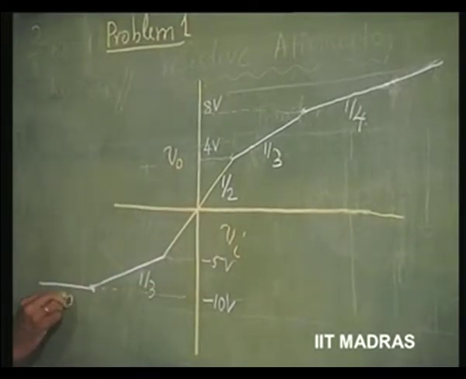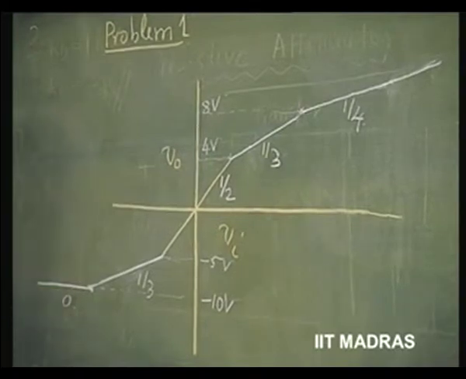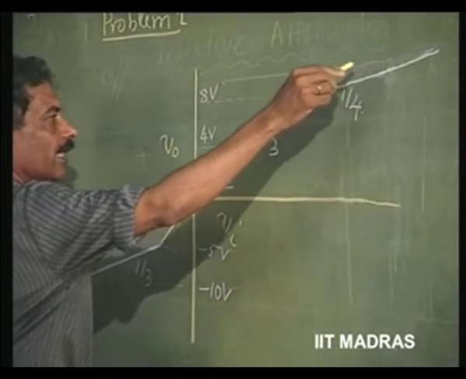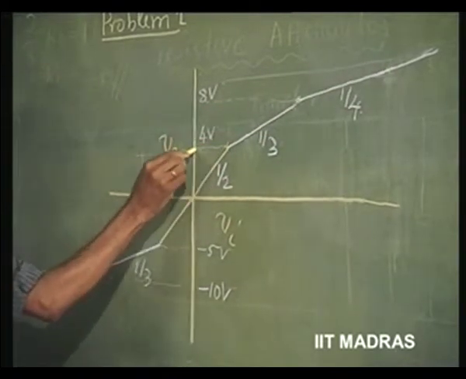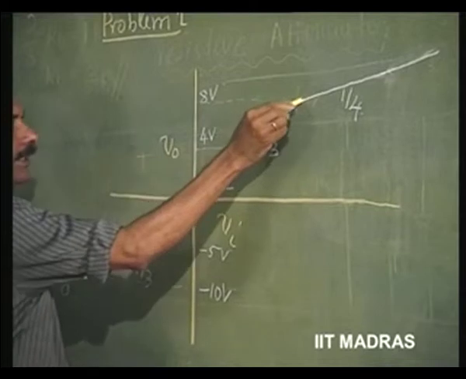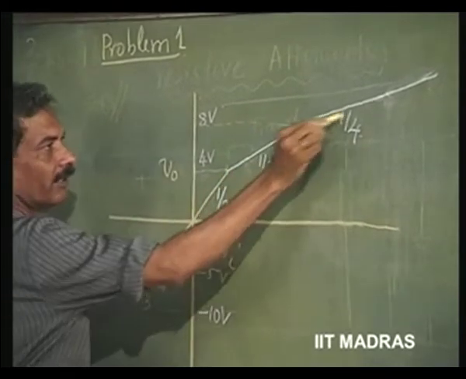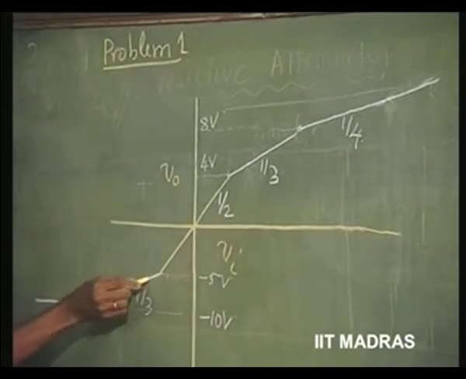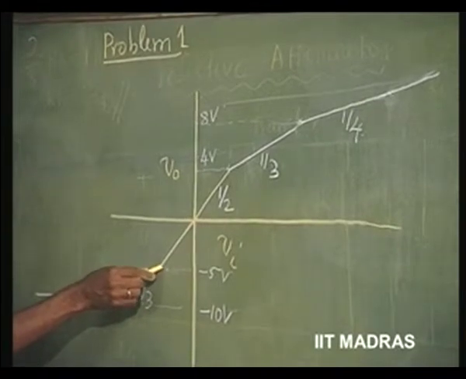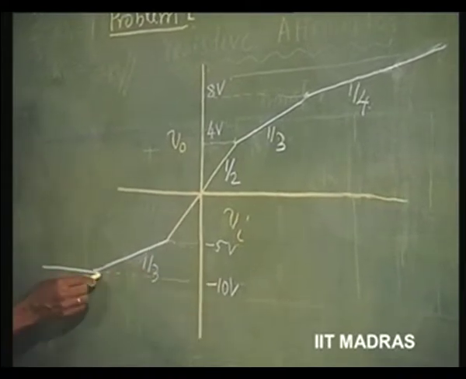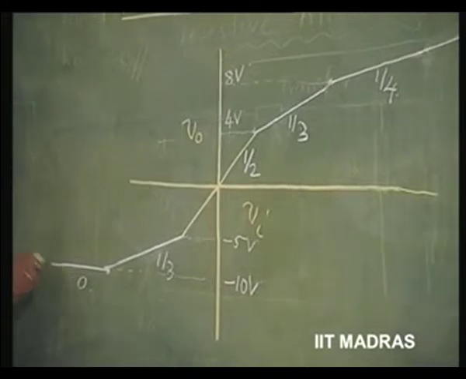So, this is the problem I have given you. You are asked to synthesize the diode function generator, which can give a transfer function characteristic of this type. Once again, at output voltage equal to 4 volts, the slope changes from half to 1/3. At output voltage equal to 8 volts, the slope changes from 1/3 to 1/4 and remains like that. Here, for more negative voltage than minus 5 volts output, the slope changes from half to 1/3, but beyond minus 10, more negative voltages, it goes to 0.